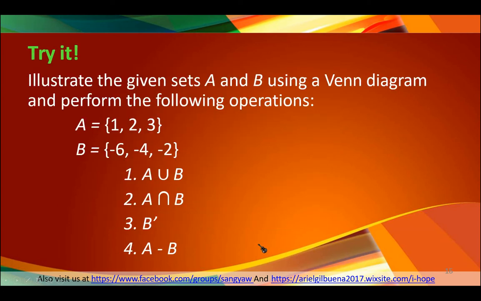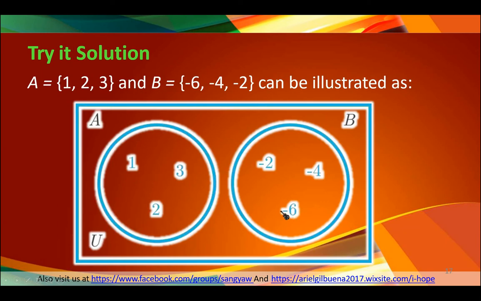So, let's try it. So, paano ba to? Let's try to illustrate the given sets A and B using a Venn diagram and perform the following operations. Ito po. Set A is equal to 1, 2, 3, and B is equal to negative 6, negative 4, negative 2. Ang mga gagawin natin, A union B, A intersection B, B complement, then A minus B. So, ito po. Yan po yung values niya.